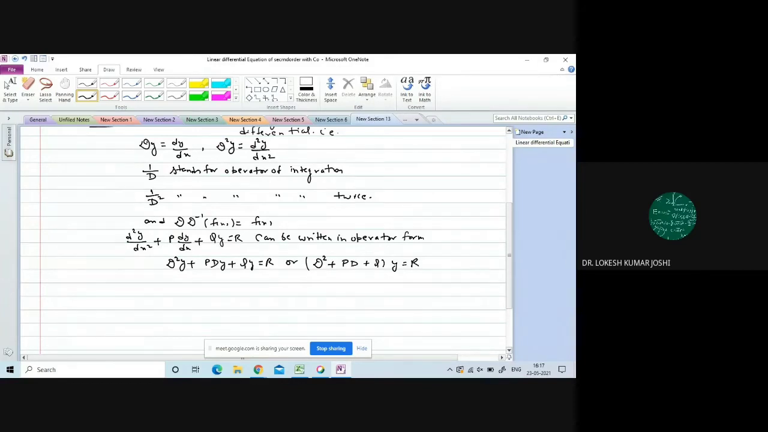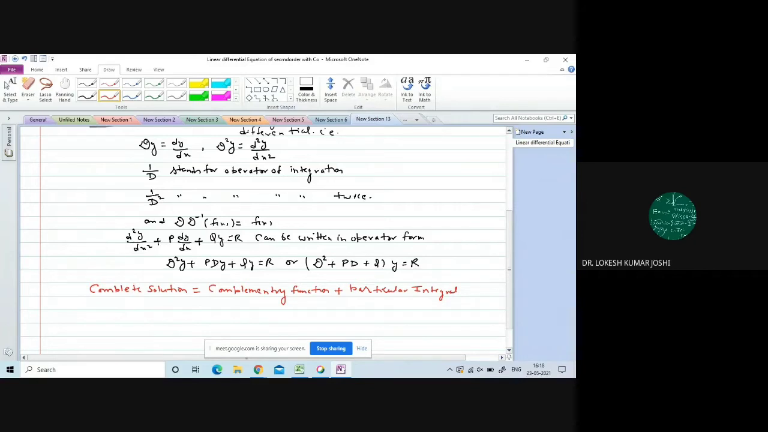Now, whenever we have a differential equation of second order, and if we are going to solve it, the solution is known as complete solution, and complete solution stands for complementary function plus particular integral.